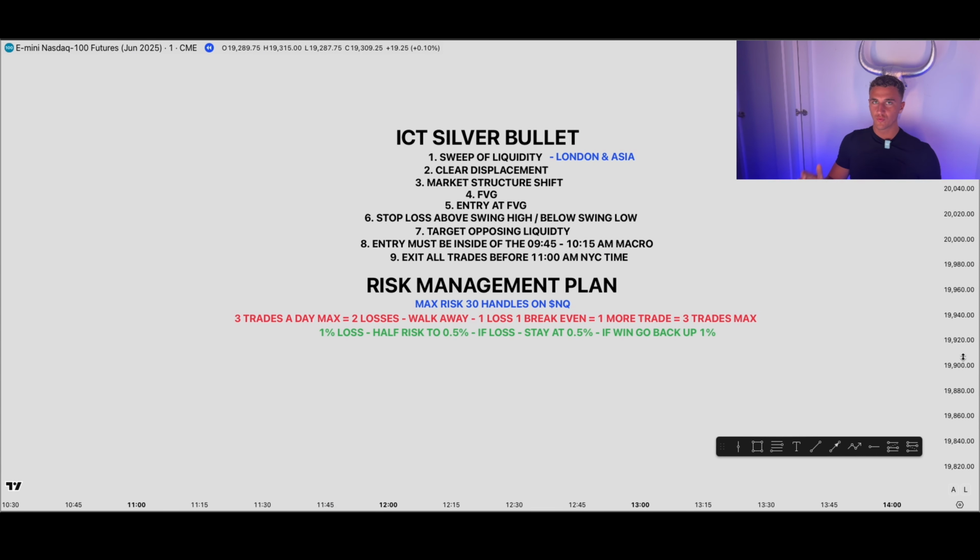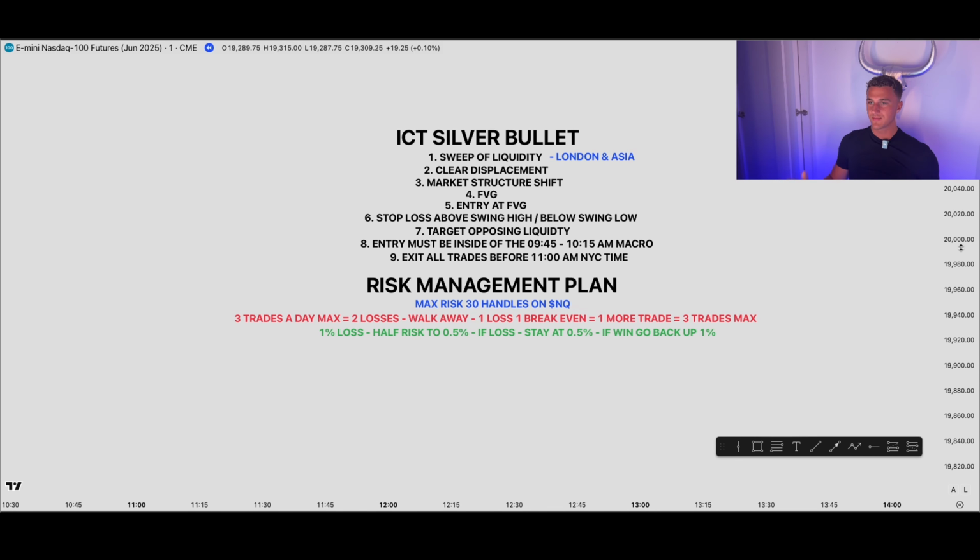All right, and my final rule here that does help you out a ton and stops you from blowing accounts, okay, if you do not have a buffer on these funded accounts, is if you take a 1% loss, all right, you want to halve your risk to 0.5%. If you take a loss again at 0.5%, you want to stay at that risk until you win. Once you have that next win, then and only then you can allow yourself to go back up to 1%.